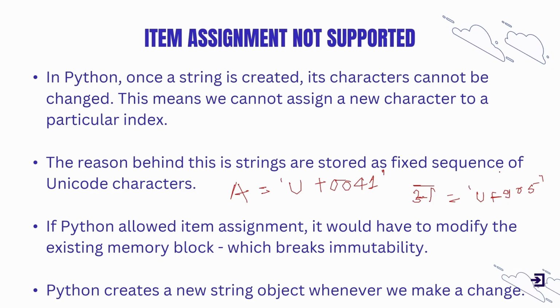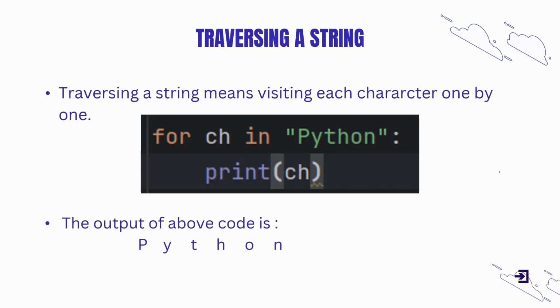If Python allowed item assignment, it would have to modify the existing memory block, which breaks immutability. That is why we cannot do item assignment. Python creates a new string object whenever we make a change, so it points to the new object. Next is traversing a string. Traversing a string means visiting each character one by one. For example, for ch in "Python": print(ch). So the output is the letters of Python, one per line.